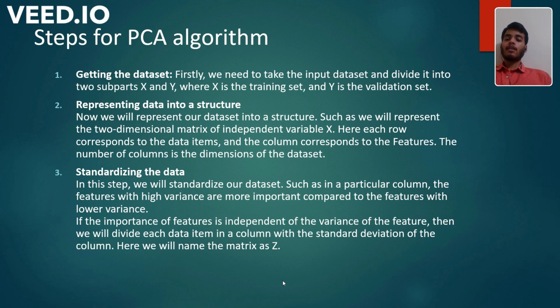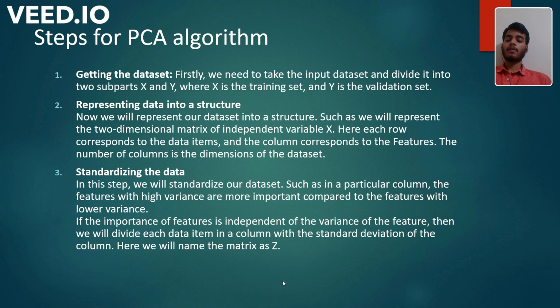Steps for the principal component analysis algorithm. Firstly, we get the dataset. We need to take the input dataset and divide it into two subparts, X and Y, where X is the training set and Y is the validation set. Representing data into a structure. The taken dataset will be represented in a two-dimensional matrix of independent variable X. Here each row corresponds to a data item and each column corresponds to a feature. The number of columns is the number of dimensions of the dataset.